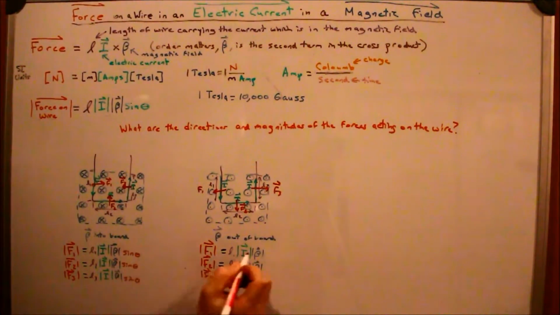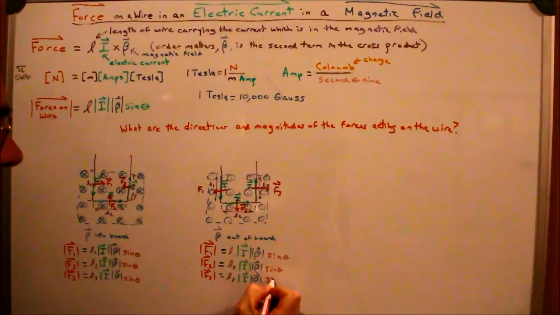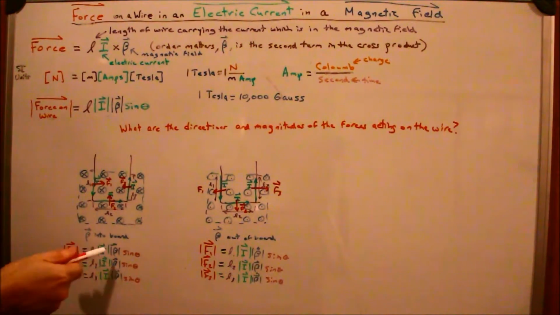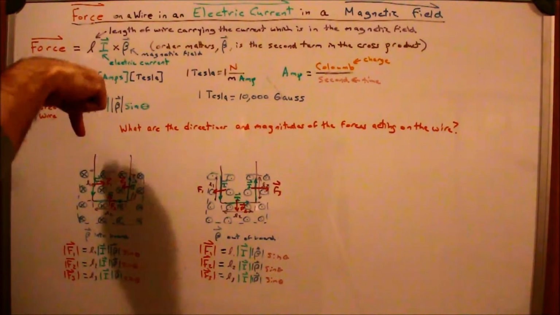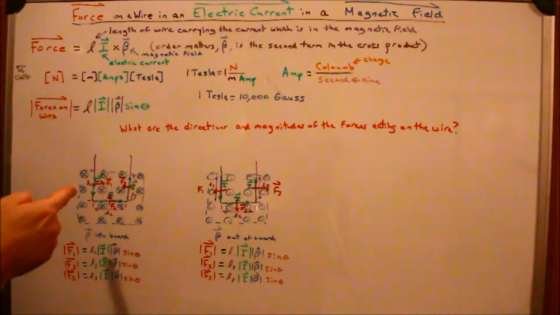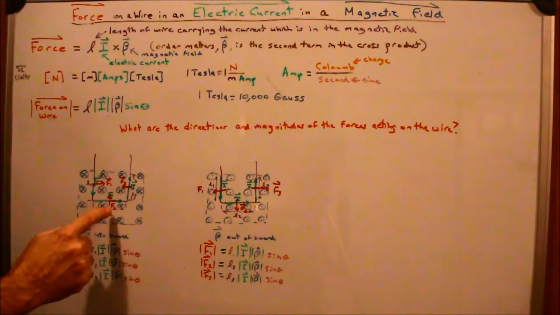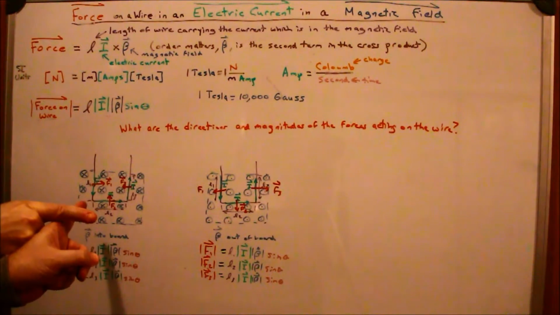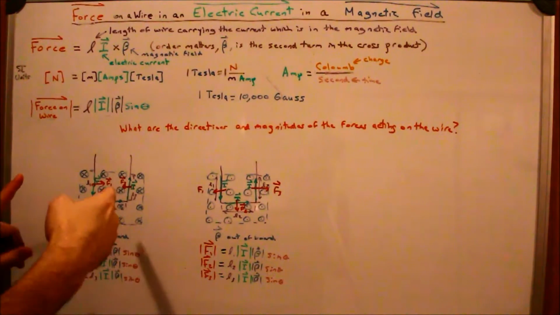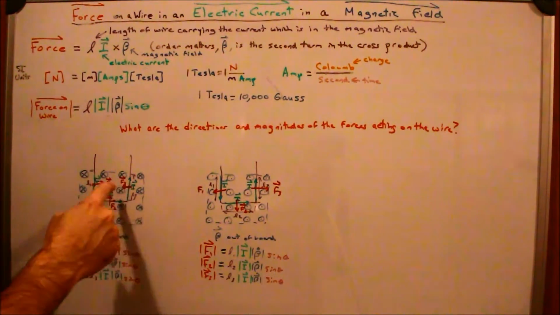You can't forget the sine of theta term, where theta is the smallest angle between the current vector direction and the magnetic field vector direction. But you can see for each of these cases, here the current's going this direction and the magnetic field's in the board, so the theta between them is 90 degrees. Same thing here, those two vector directions, 90 degrees between those two. Same thing here, magnetic field here, this direction between those two is 90 degrees. So 90 degrees between all those cases.